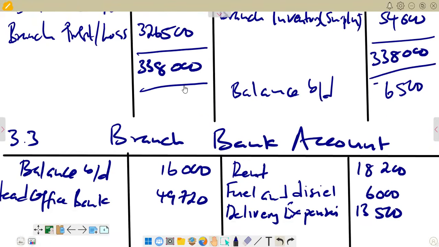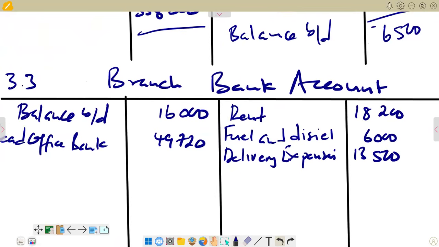We now have the branch bank account. So on the branch bank account, we are just simply going to balance it. Let's put the double lines. We are not going to do some transfers there like what we're doing there.